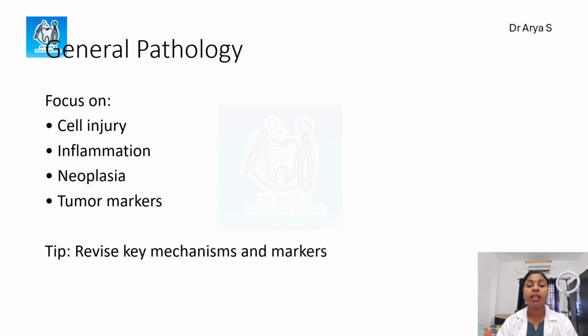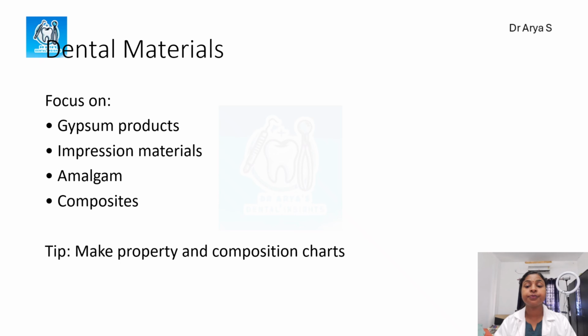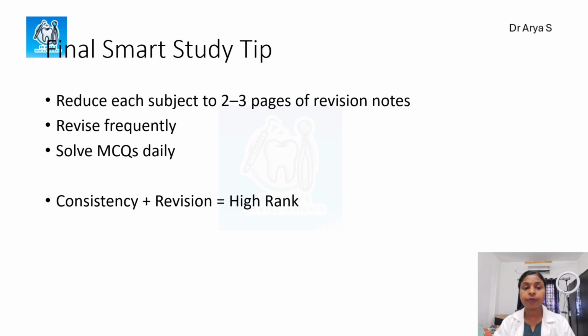And in general pathology, focus on cell injury, inflammation, neoplasia, and tumor markers. So revise key mechanisms and markers. And then dental materials, focus on gypsum products, impression materials, amalgam, composites. So make property and composition charts. And the final smart study tip is reduce each subject to 2 to 3 pages of revision notes. Revise frequently and solve as many MCQs as possible daily. Okay, and consistency and revision will give you a high rank.